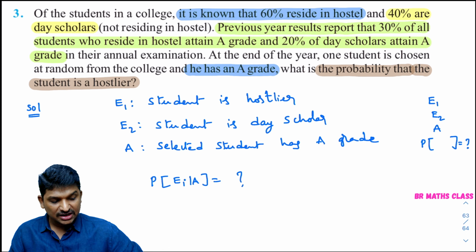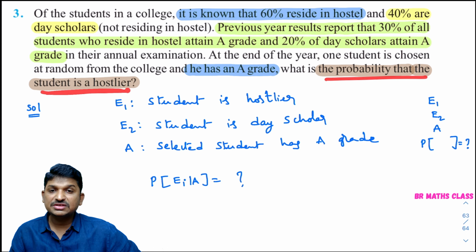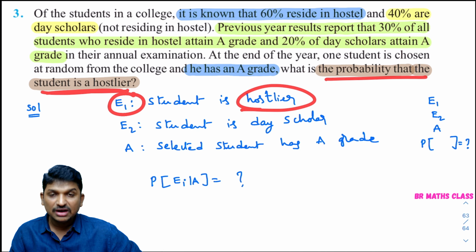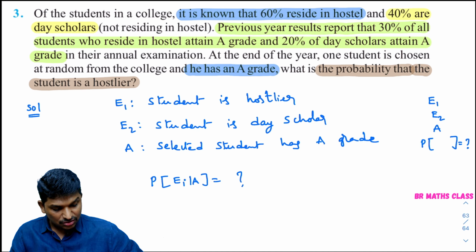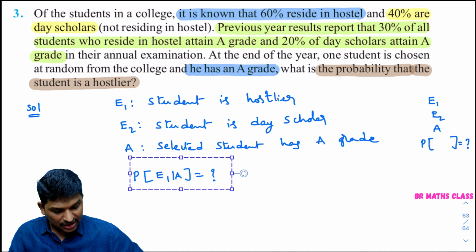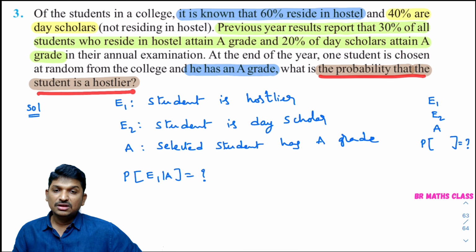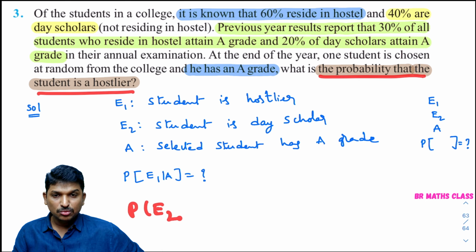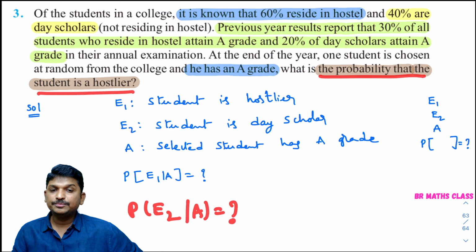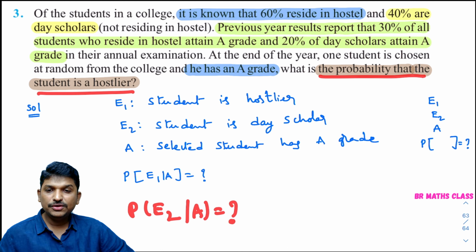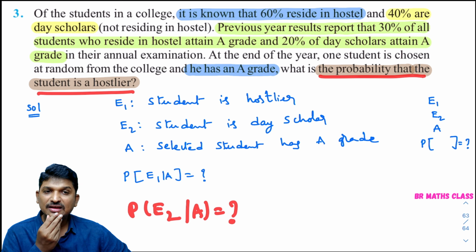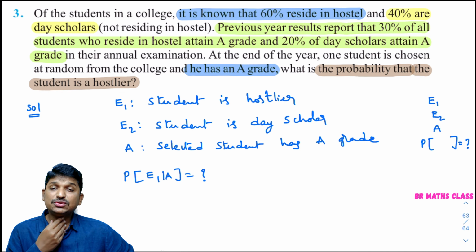Okay, what is to be calculated? The probability that the student is hostler. Hostler is there in E1, right? What is to be calculated? We need to calculate probability of E1 by A. I hope you are understanding. Suppose if they are asking what is the probability that the student is day scholar, then what is to be calculated? We need to calculate probability of E2 by A, right? I hope you are all understanding. In case they ask the probability that the student is day scholar, then you need to calculate probability of E2 by A.